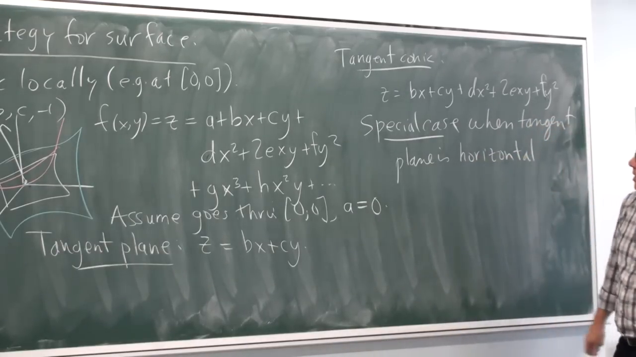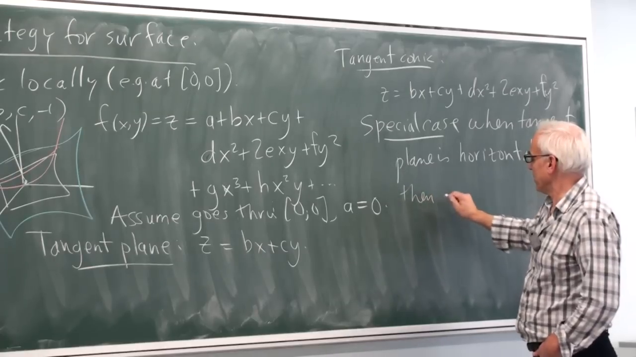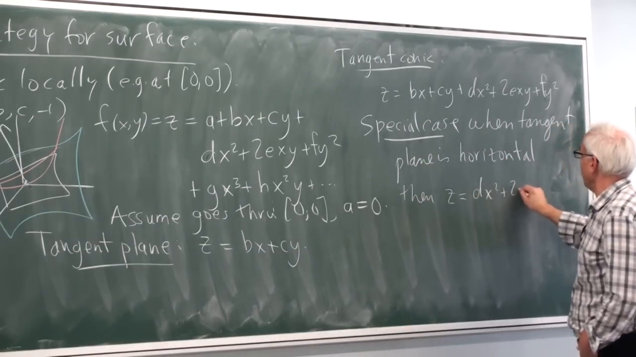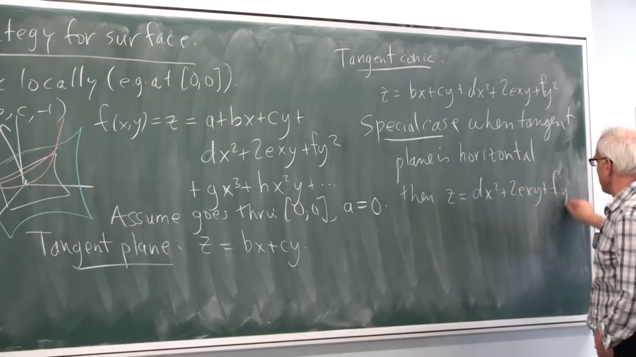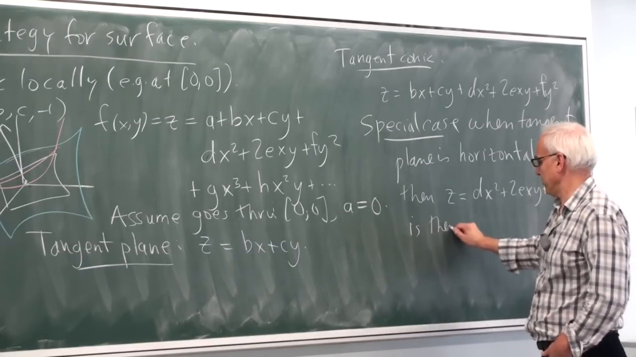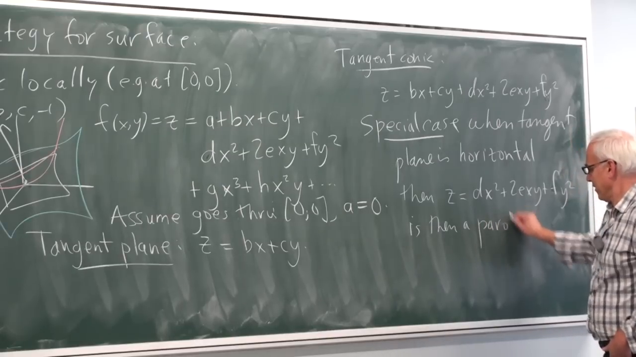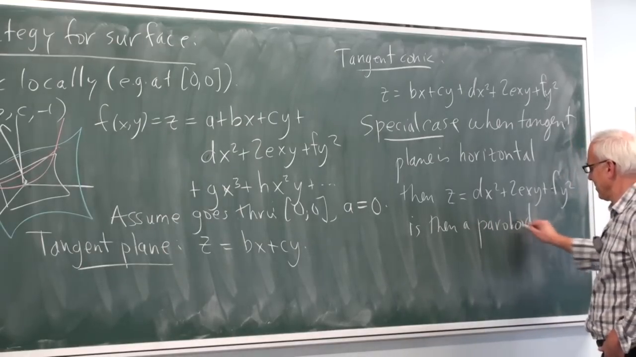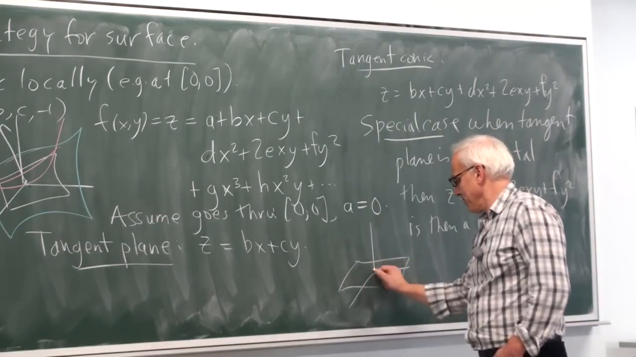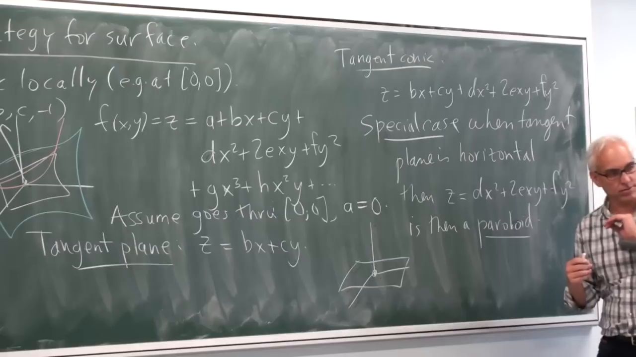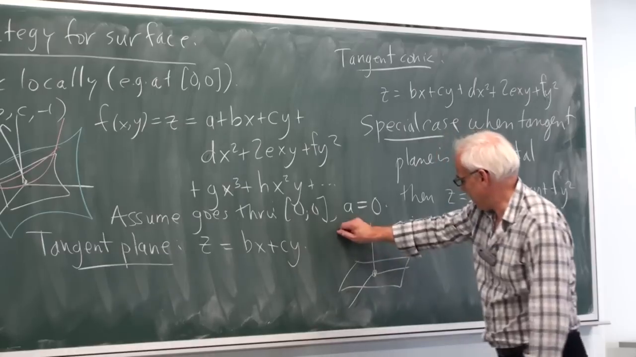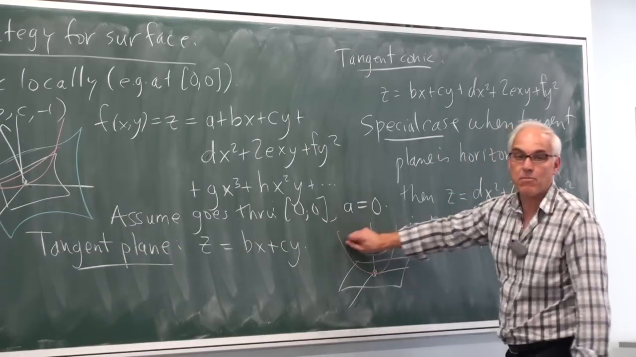All right, in that case, we are just talking about the conic, which is just dx squared plus 2exy plus fy squared. And then that will be a paraboloid. So in the special case, when we're assuming that our surface goes through the origin and has a horizontal tangent plane, then it's essentially given by a paraboloid.